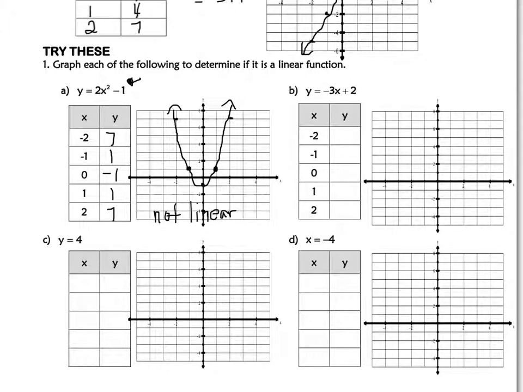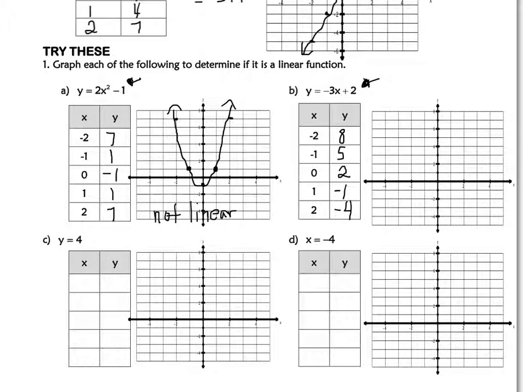So then the next equation, we plug in the -2. We've got -3 times -2 is 6. 6 plus 2 is 8. -1 would be -3 times -1, which is 3. 3 plus 2 is 5. So again, we're plugging into this equation now. And -3 times 0 is 0, plus 2 is 2. -3 times 1 is -3, plus 2 is -1. And -3 times 2 is -6, plus 2 is -4.